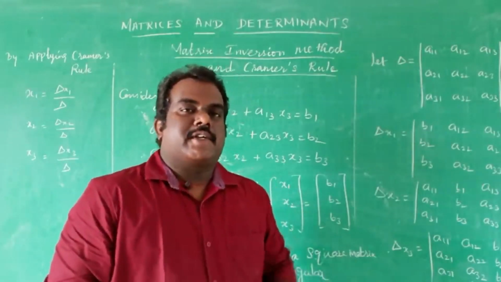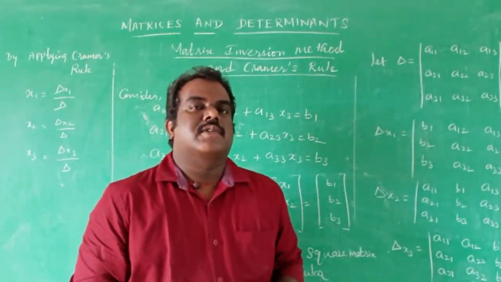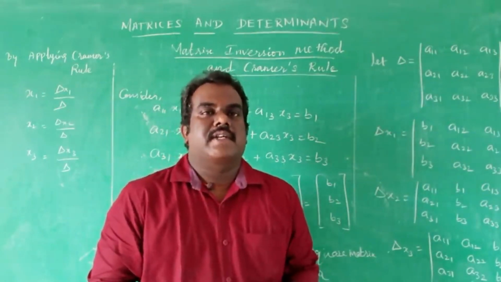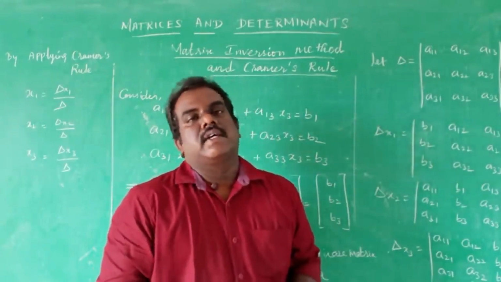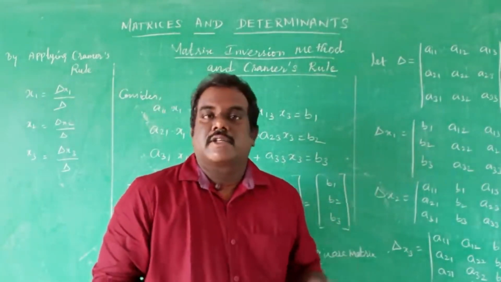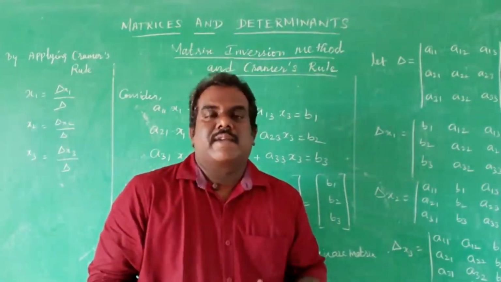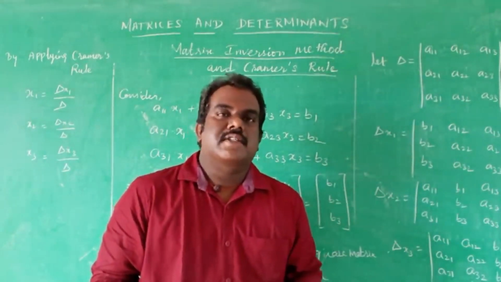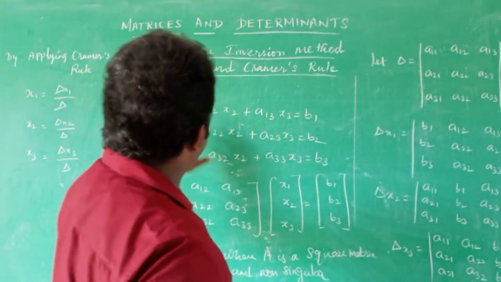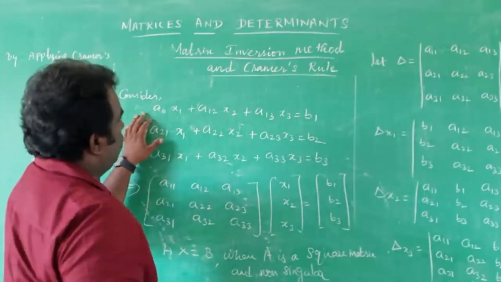Okay students, you might have understood what is matrix inversion method and how to find the solution of unknowns contained in the column matrix capital X by using the formula X is equal to A inverse into B. And next we can go for Cramer's rule. What is Cramer's rule? Cramer's rule also can be applied only when the coefficient matrix is a square matrix and non-singular. Consider the system of equations, the same thing.